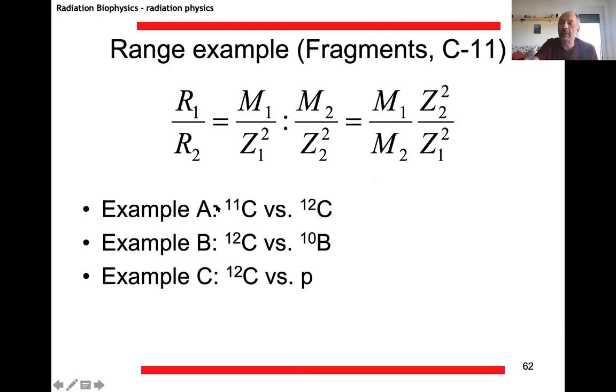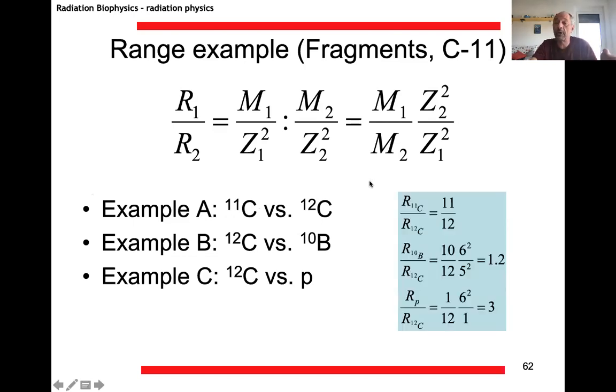And this means, for example, that if you compare 2 isotopes like carbon-11 and carbon-12, the range is not the same. This is interesting because carbon-12 used for cancer therapy undergoes fragmentation, loses a neutron, so you produce some carbon-11. Carbon-11 is a beta plus emitter, so you can visualize it by PET, positron emission tomography, but the range is not the same. You see, the range of carbon-11, based on this formula, will be smaller than the range of carbon-12. If you compare, for example, carbon-12 and boron-10, you see the range of boron-10 will be higher, 1.2.